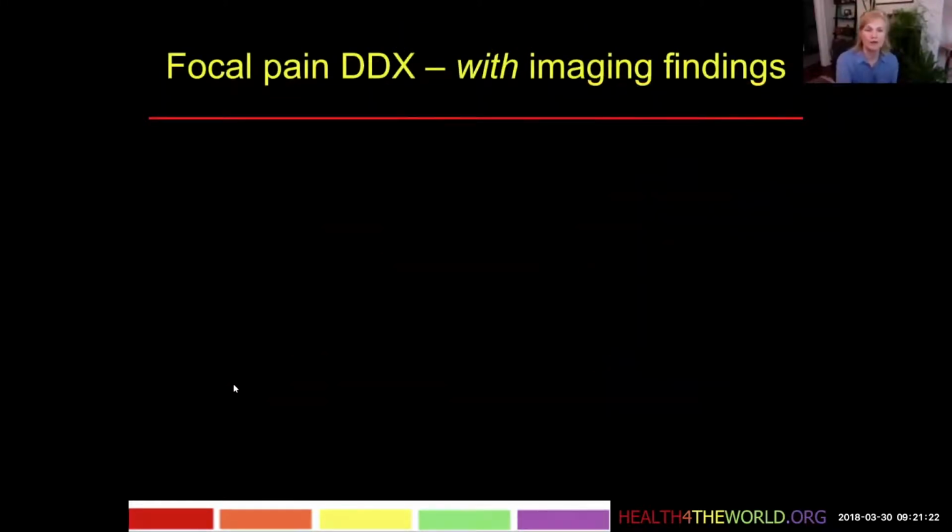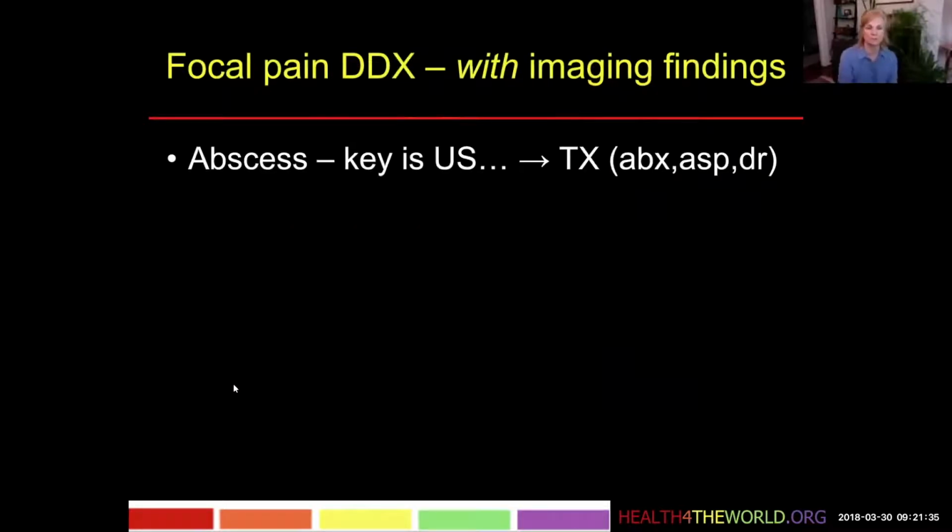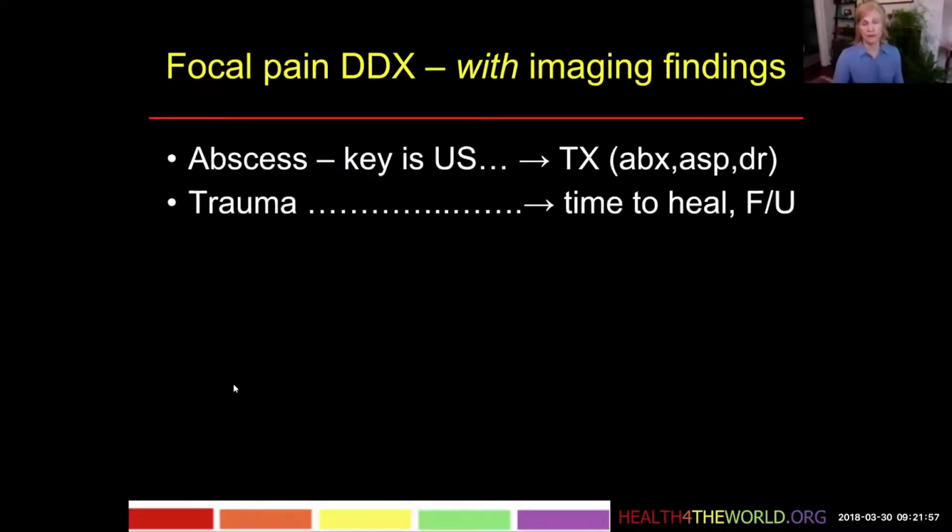Okay, so we're going to talk about different categories of pain. This is the focal pain differential diagnosis with imaging findings. In other words, what are the things that we will see on mammography in a patient who has focal pain? And you will see they're different and they have different treatments. First, abscess. If we're going to diagnose abscess, the key imaging is ultrasound. If we diagnose an abscess with ultrasound, then the patient needs treatment, which might be antibiotics, it might be aspiration, it might be drainage. Secondly, the patient might have trauma, which is causing focal pain.